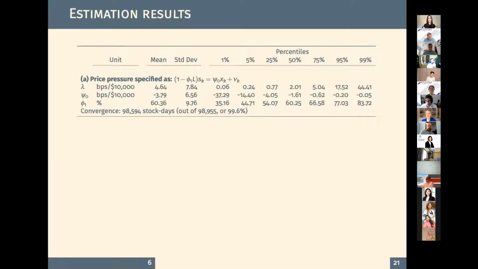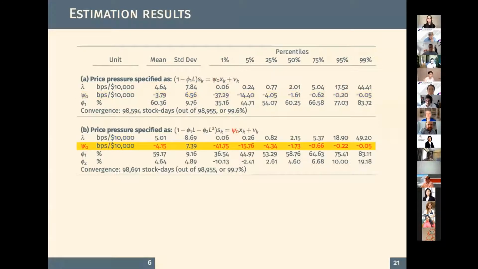So what do I find? You can specify the structure of the price pressure in different formats. Here, it's a very simple AR1 structure, and the estimates tell me that for every $10,000, the permanent price impact is fortunately positive, 4.6 basis points, but the transitory price impact is minus 3.8. And if you look at it more carefully across the stock days, even the 99th percentile is still negative. It's super robust, it's super prevalent.